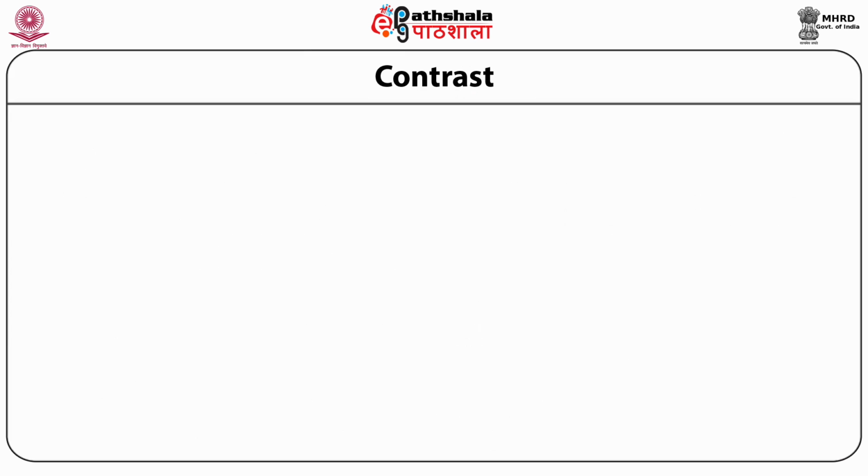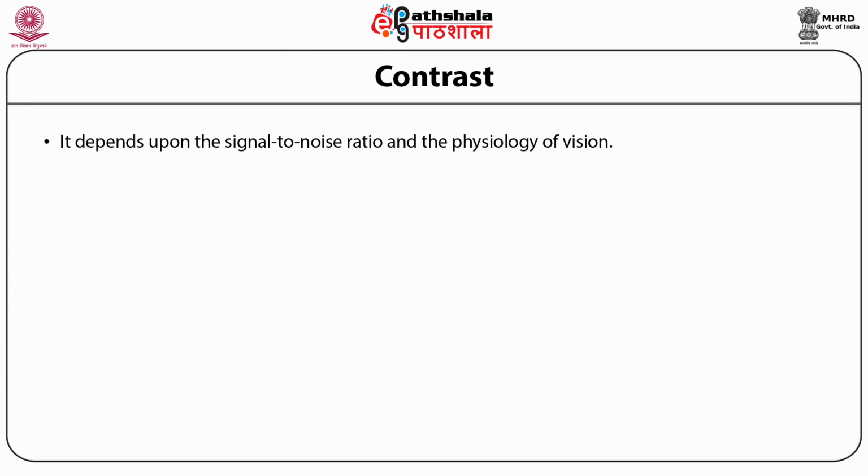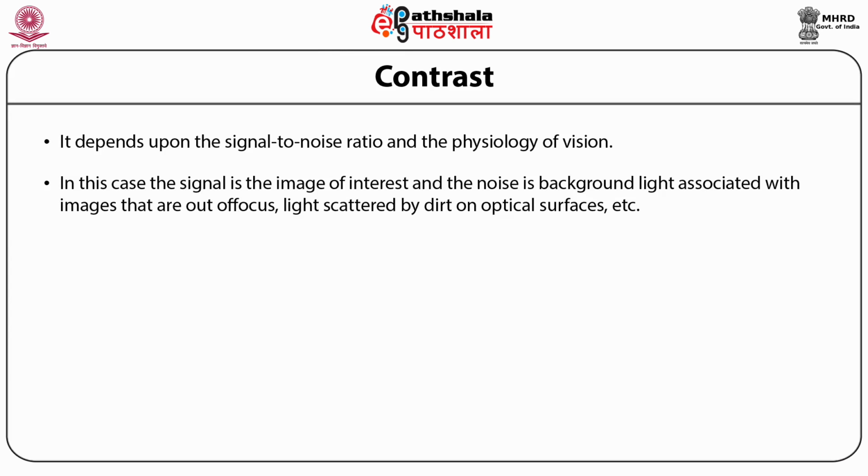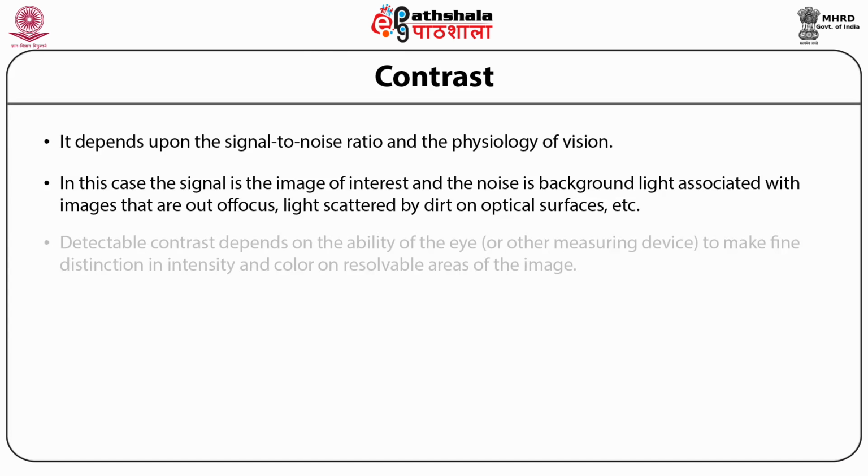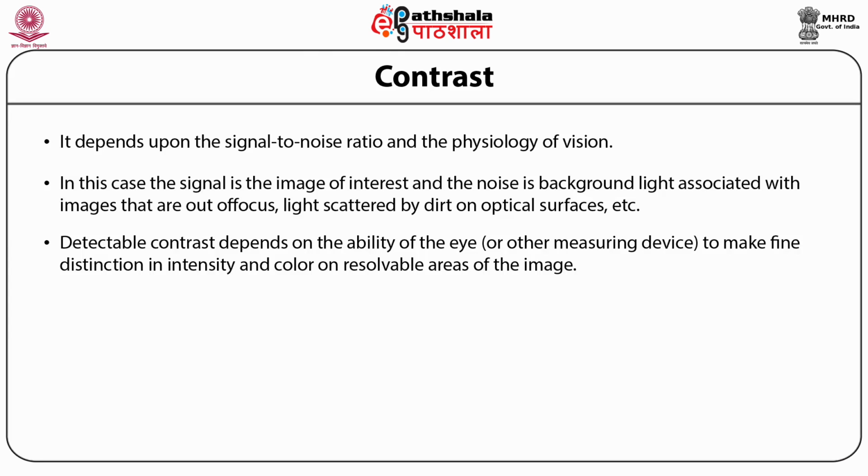Next is the contrast. The contrast depends upon the signal to noise ratio and the physiology of vision. In this case, the signal is the image of interest and the noise is background light associated with images that are out of focus, light scattered by dirt on optical surfaces, etc. Detectable contrast depends on the ability of the eye or other measuring device to make fine distinctions in intensity and color on resolvable areas of the image.